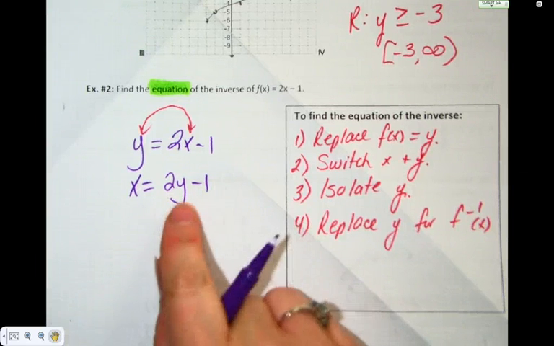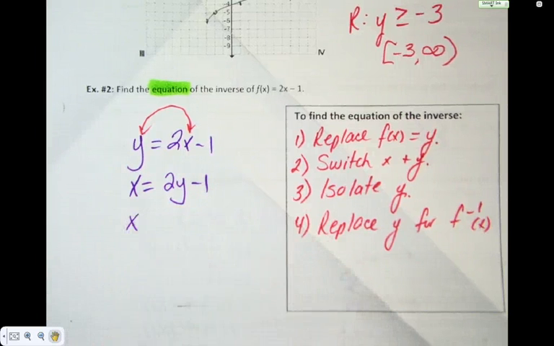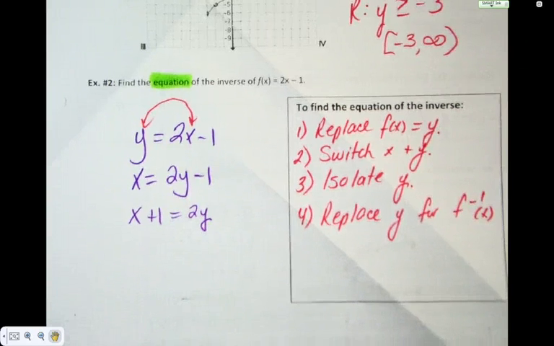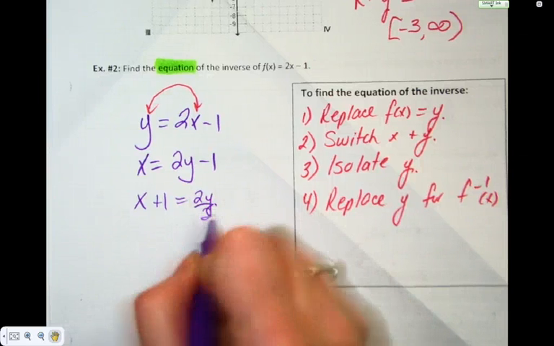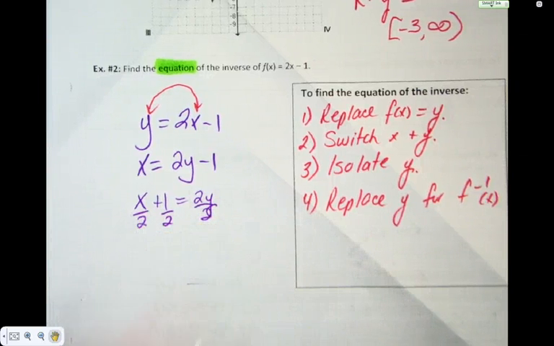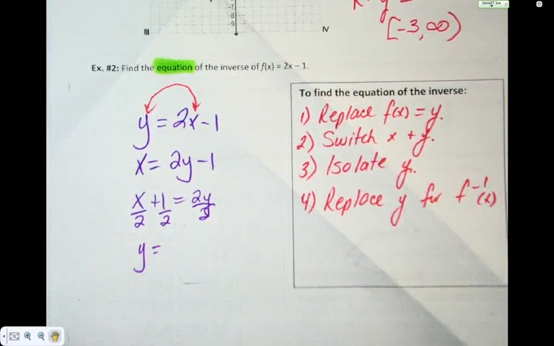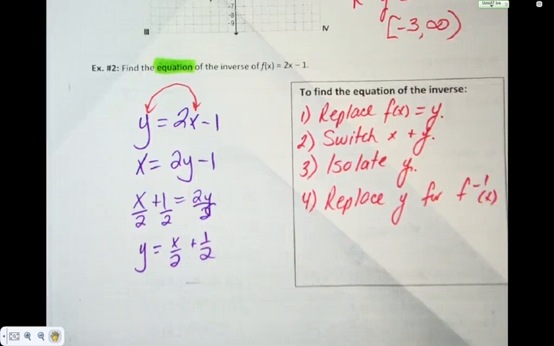I need to isolate this y, so how do I get rid of a minus 1? How? How do I get rid of a coefficient of 2? And with lines, we tend to divide the terms separately on the other side. And I'm just going to flip the order so that the y is on the left. So we get x divided by 2 plus a half.